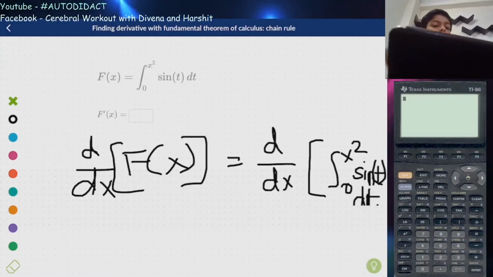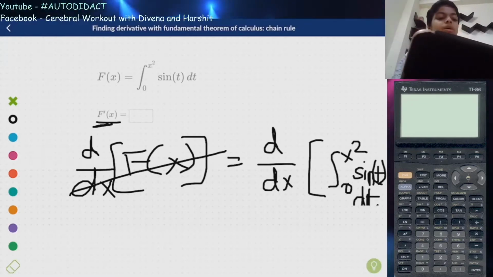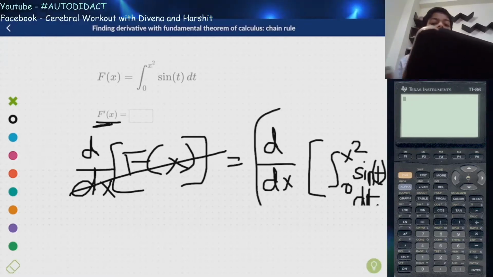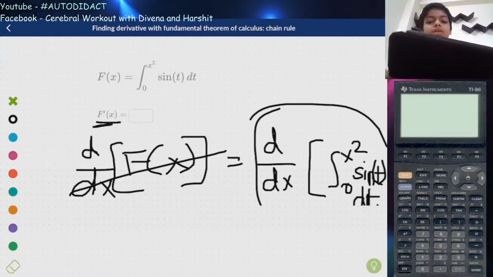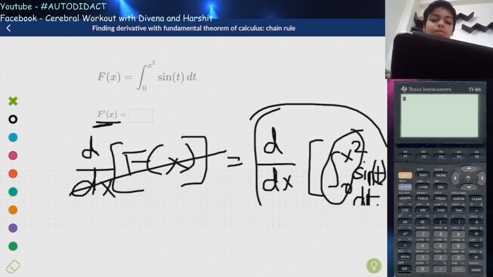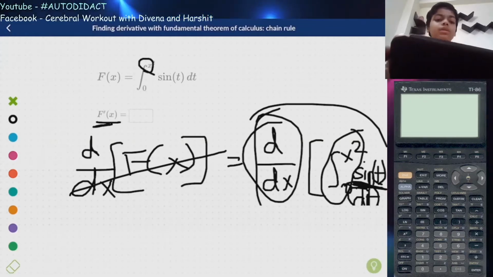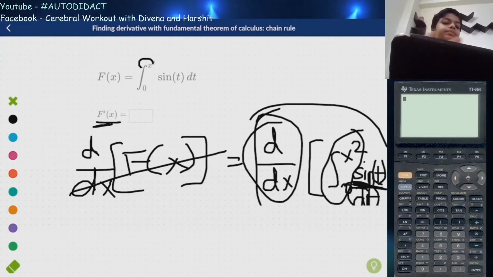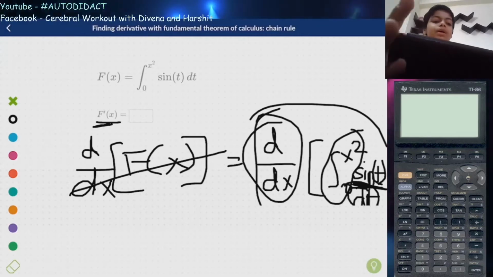Okay, so this is the derivative. The left side simplifies to F prime of x, what we have to find. We want to find out what this thing is equal to. When we take the derivative, the integral and the lower limit vanish, so we are just left with sine of x squared.